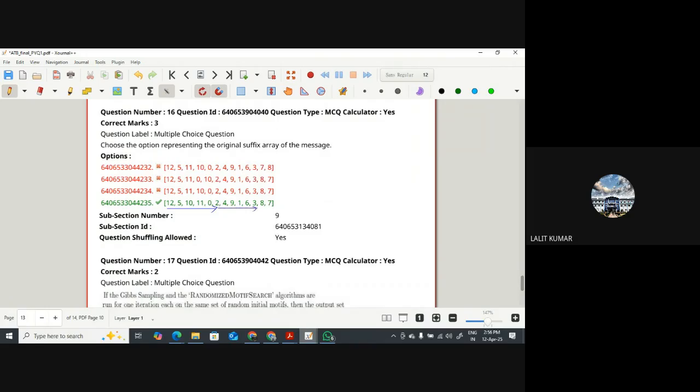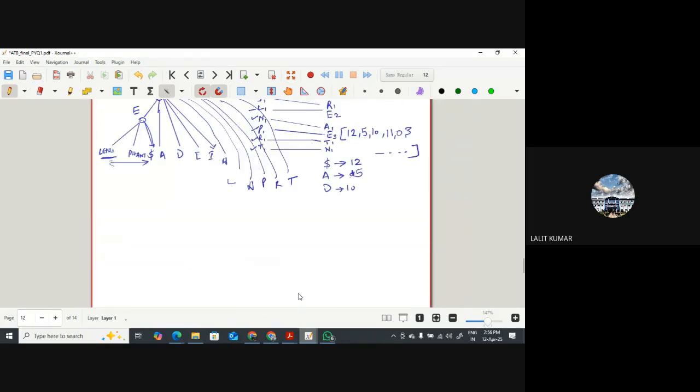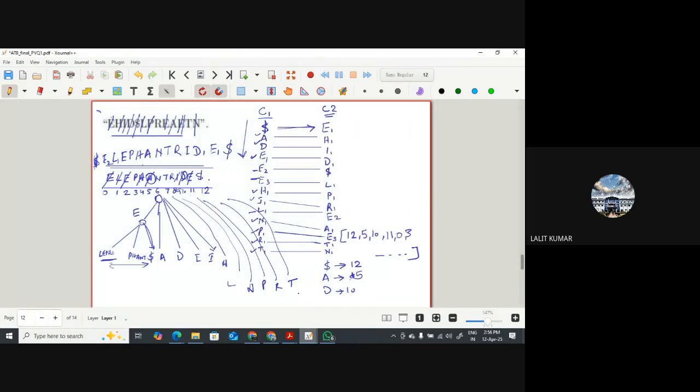So the step is nothing. You make the array. You write down the places, sort them alphabetically, and you keep on writing the numbers. And if there are 3, then you have to sort them also alphabetically. So first dollar will come, then L will come, then P will come. Is this okay?